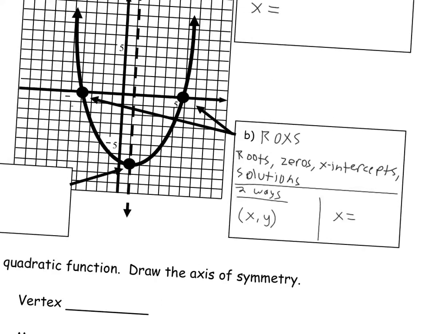All right. So the roots, x comma y or x equals. Those are 2 ways you'll see it. And I'm going to write both of them for today, so you guys get to see both.